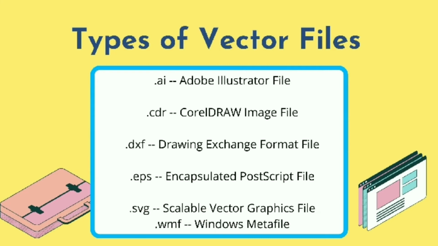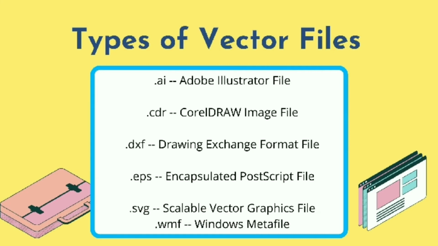.ai means Adobe Illustrator file. .cdr means CorelDRAW Image file. .dxf or Drawing Exchange Format file. .eps Encapsulated PostScript file. .svg Scalable Vector Graphics file. And .wmf means Windows Metafile.